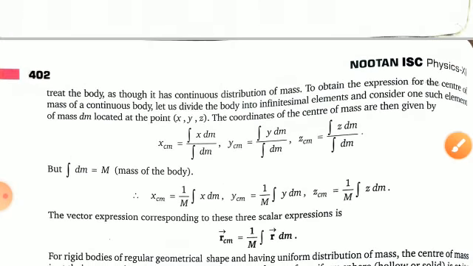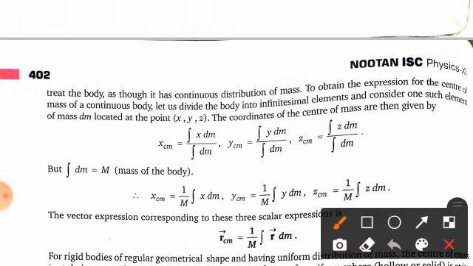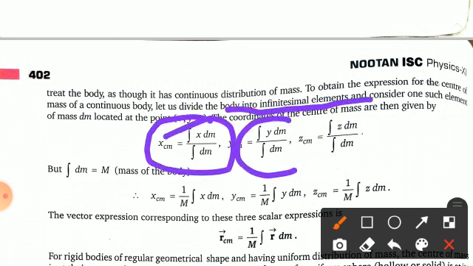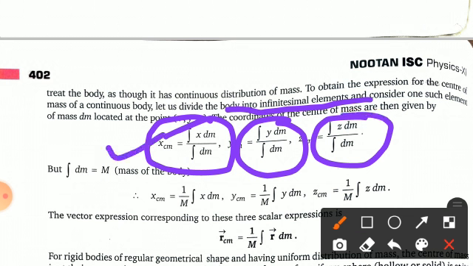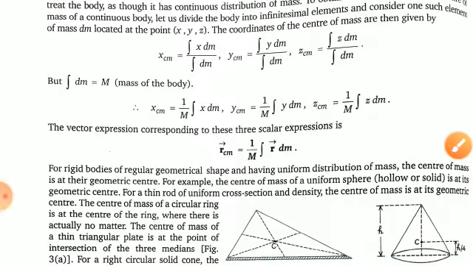So to obtain the expression for the center of mass of a continuous body, we can divide the body into infinitesimally small elements. You can see here, these are the small elements xi, y center of mass, and z center of mass. Then we can write this relation like this. But as you know very well, this is dm, and the integration of dm means the mass of the whole body. So we can write it like this.